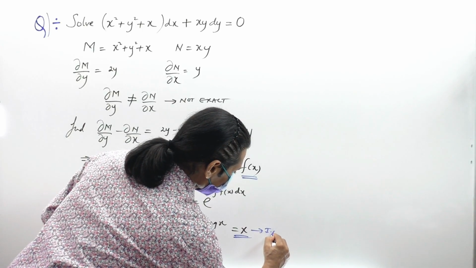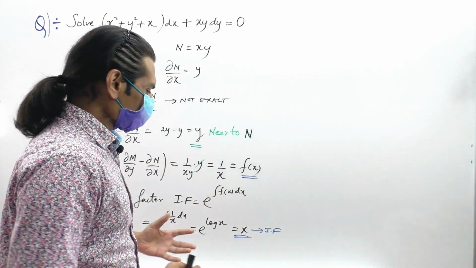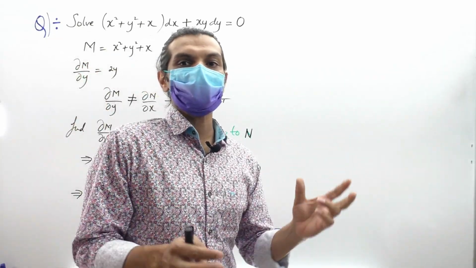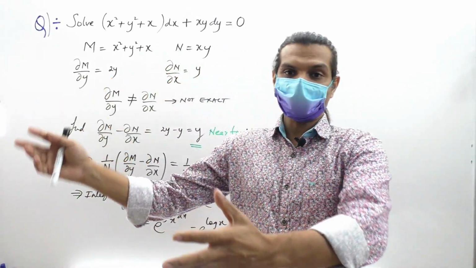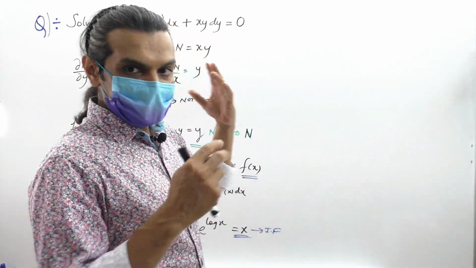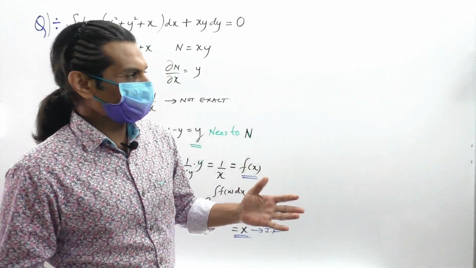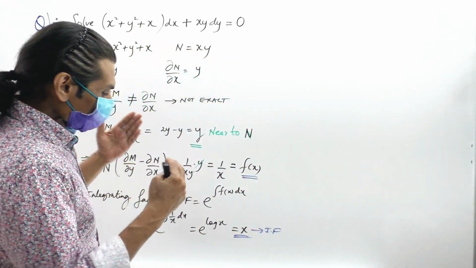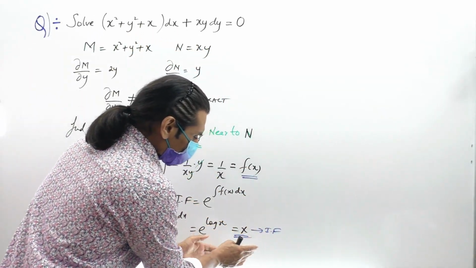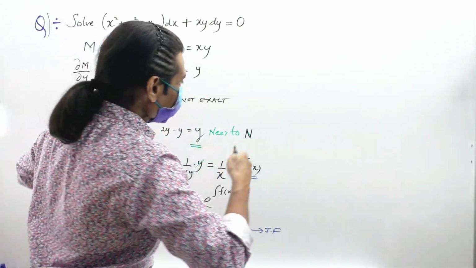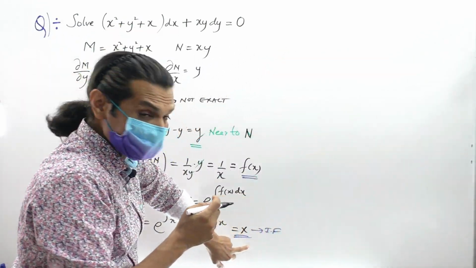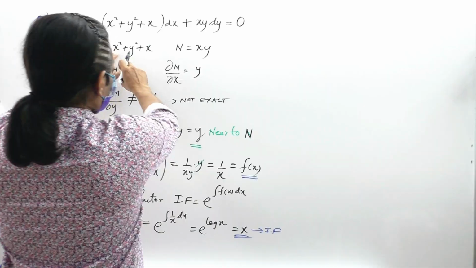So, we have x as the integrating factor. Now, as you know, the integrating factor is a value or a function which when multiplied by the equation makes it exact. Exact means dou m by dou y is equal to dou n by dou x. There is no need to check it. Okay, it is understood. So, what we will do is simply multiply the IF, that is x, by the equation here. See, IF is x, so multiply by m and n here.